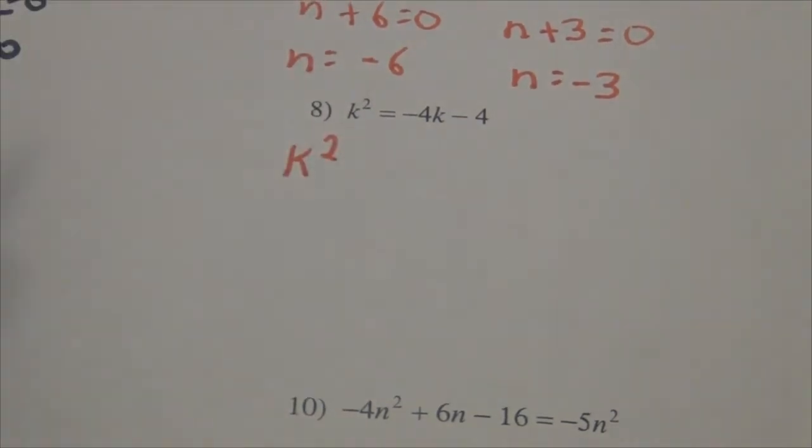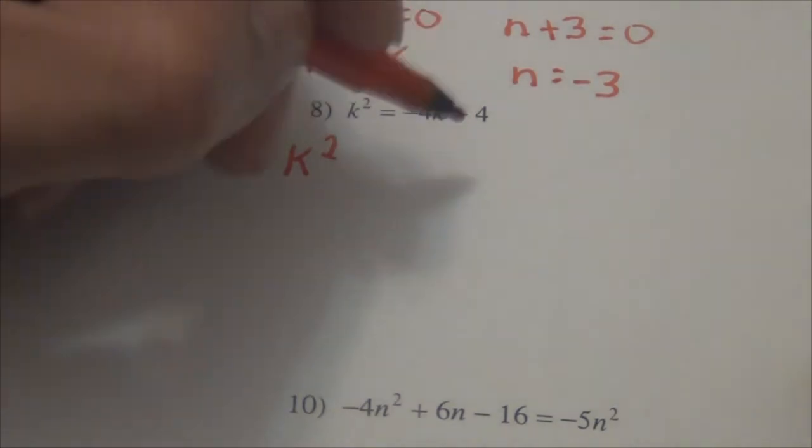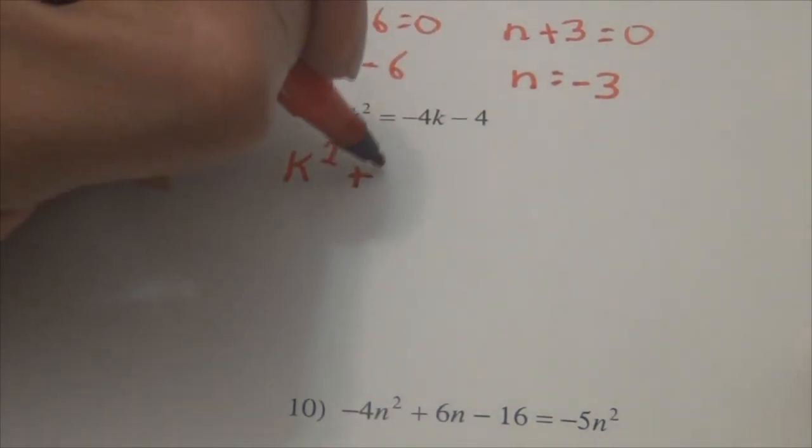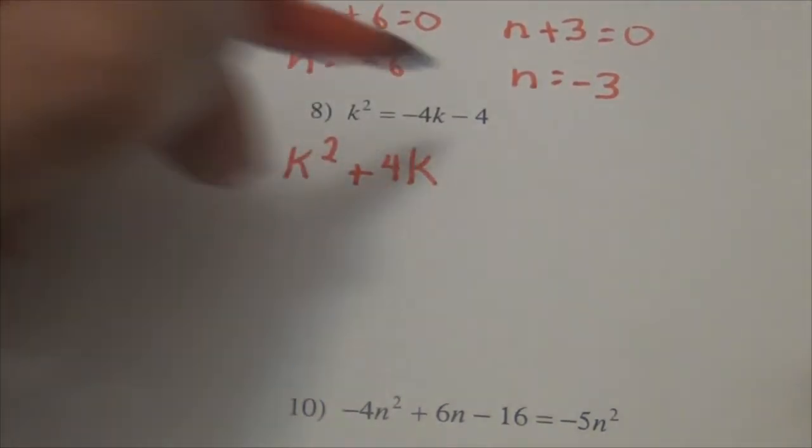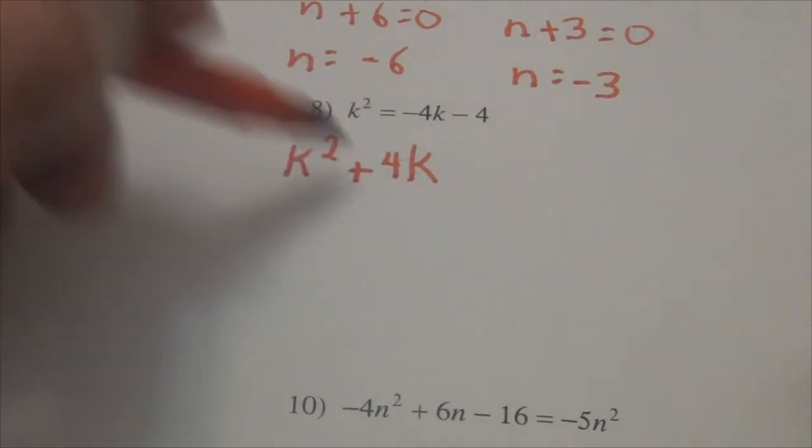After a while, it becomes automatic what you're doing. So you won't be thinking about, oh, I have to add 4k to both sides. No, just write down 4k, you see?